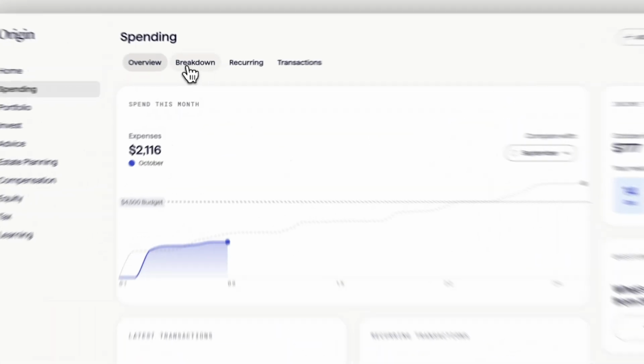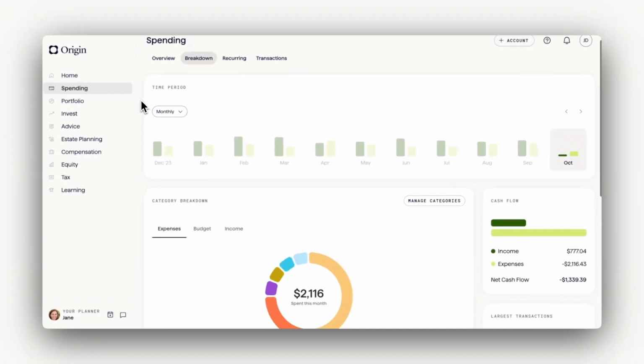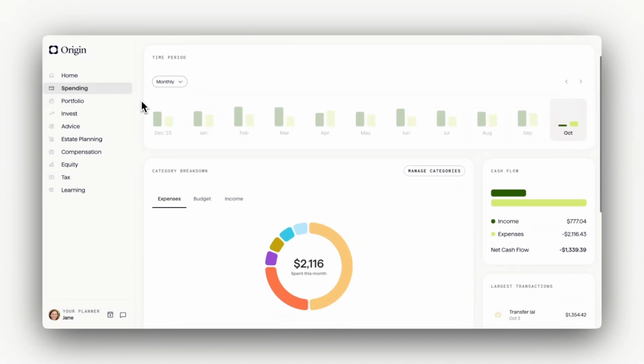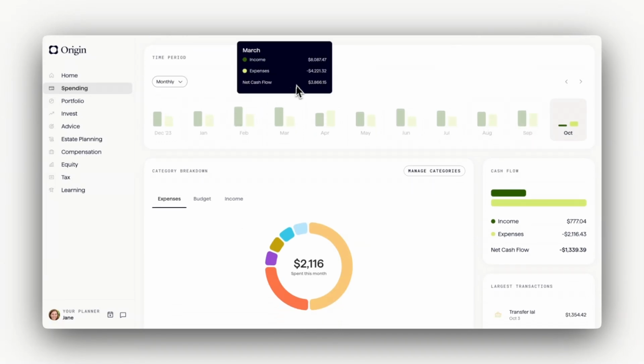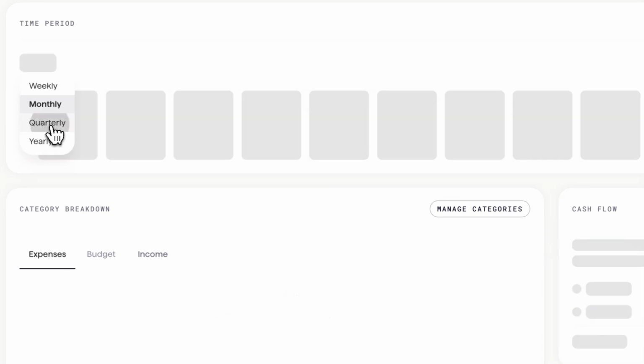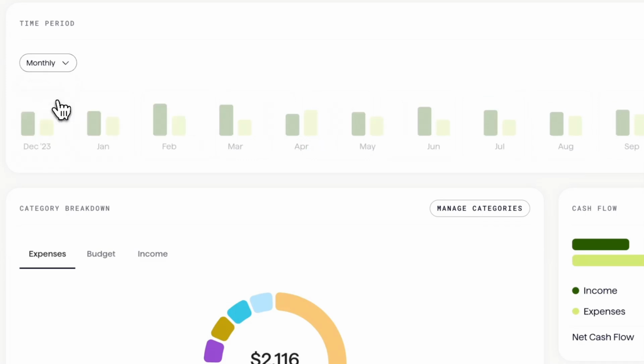Next, we have the spending breakdown. This is really how you can deep dive into your spending and understand all of your cash flow. At the top, we have graphs based on how much you've been spending, your money in, money out, month over month. If you wish to change this view and instead look at it by quarters or by years or even more granularly by weeks, you can do so.